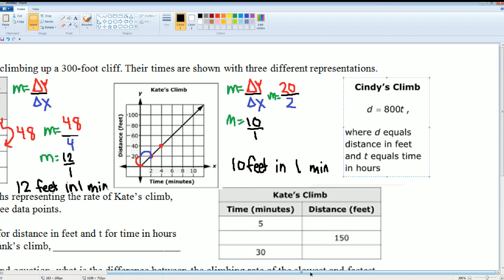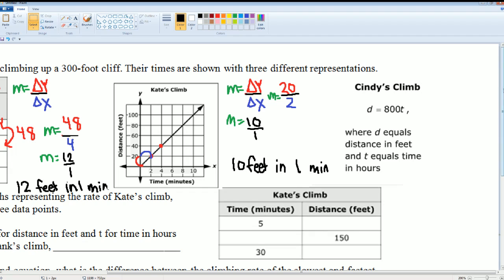You're going to see how finding the unit rate is so beautiful because everything can be worked from there. Lastly, Cindy: D is her distance in feet, and T equals the time in hours. Distance equals the rate times time.